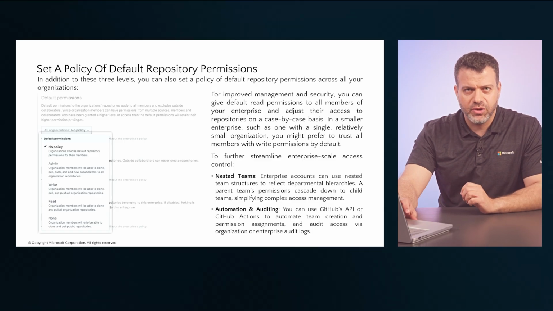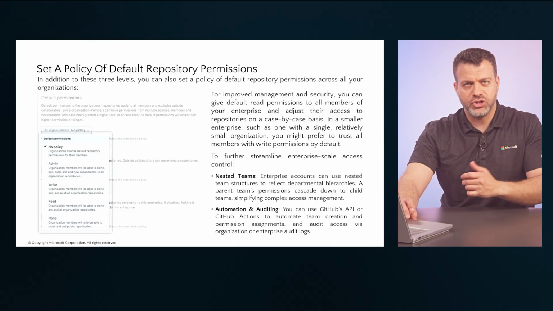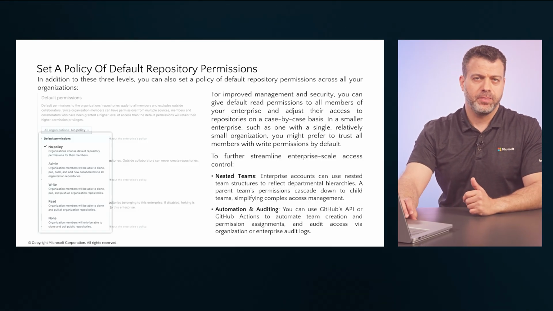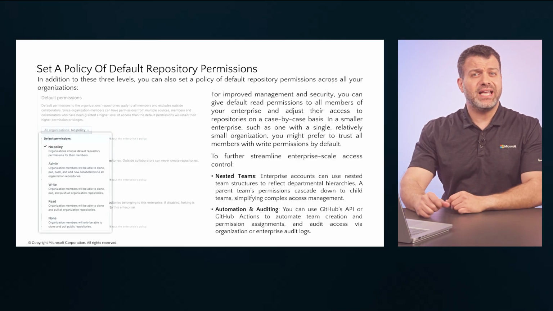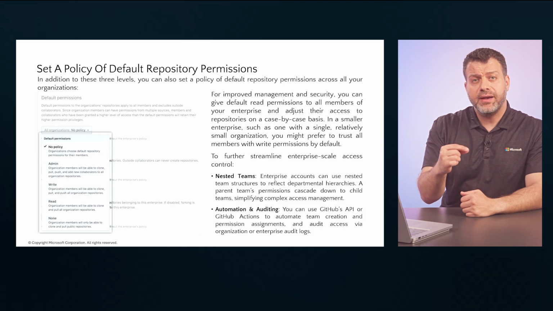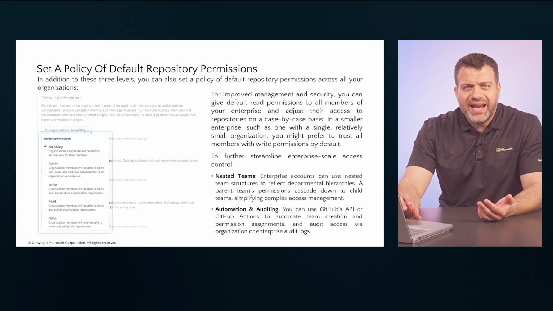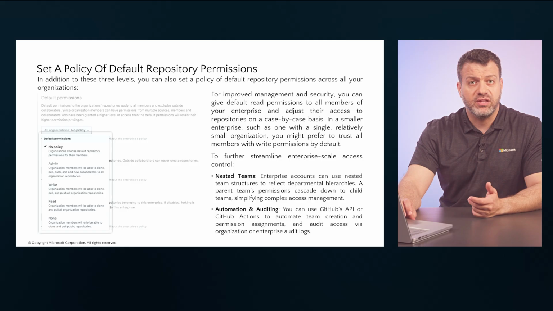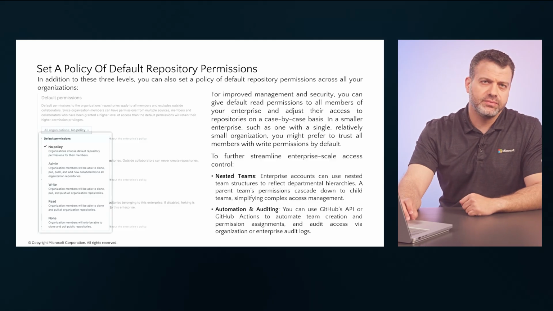Most enterprise scenarios, the best practice is start with read access and then grant additional permissions only when needed. So if a new developer joins the organization, they automatically get read access to the repos. And then you give them the right access based on their project, based on their team. A contractor might only get access to one repo. So this reduces the risk and makes access easier to manage at scale.